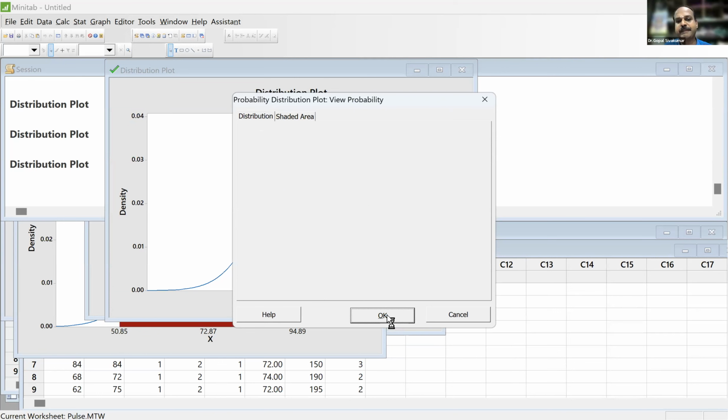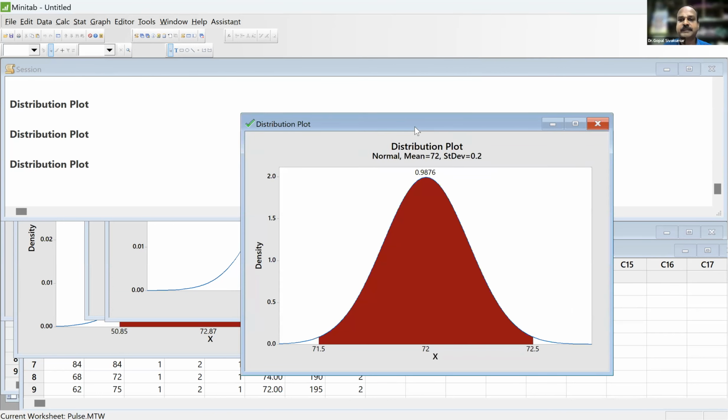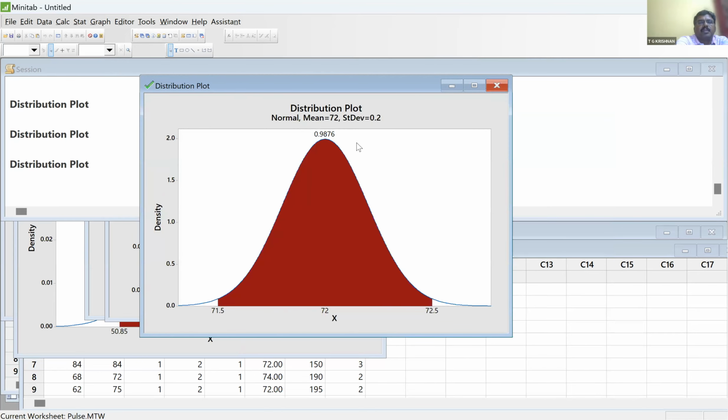Tell me, what percentage of your rods is within spec? 98.76. If you produce 1,000 rods, how many rods will be within the spec? 987. And 13 will get rejected.